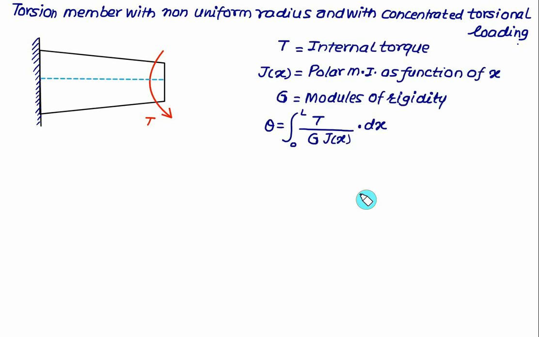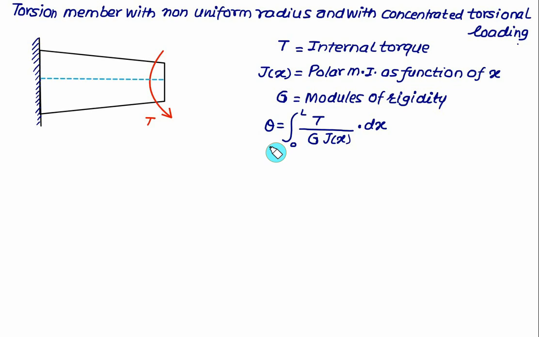In this case the torque remains constant, the value of G remains constant, but the diameter is changing with respect to x, and therefore we have to take the variable value of the polar moment of inertia. That is, the polar moment of inertia is a function of x. So let's say T is the torque, Jx is the polar moment of inertia, which is a function of x, and G is the modulus of rigidity.